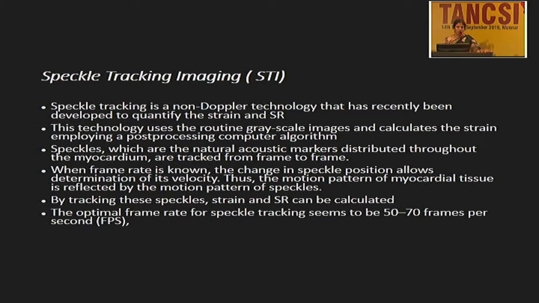So what do we actually measure? Speckles. What are speckles? These are naturally occurring acoustic shadows in the myocardium. And when we actually move these speckles, we can measure the rate at which the speckles are traveling. Ideally, to measure the rate at which the speckle is traveling, we should have a frame rate between 50 to 70, so that we can track the speckles and see the change in the rate.